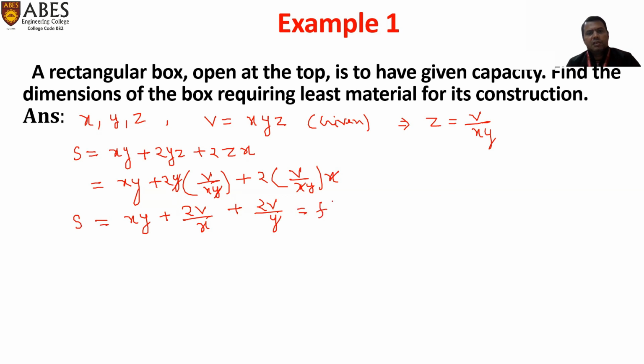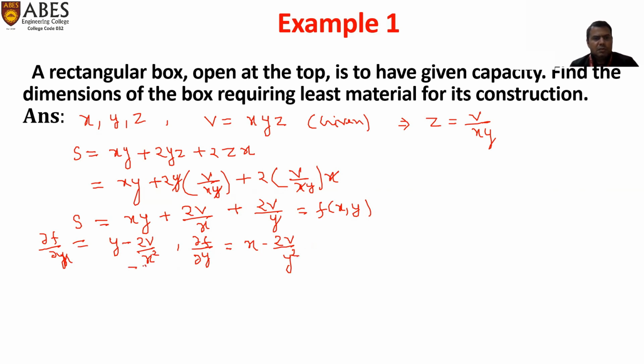Let us take a function f(x,y). Now for the stationary point, we have to find del f over del x. So del f over del x is y minus 2V upon x squared. Now we find del f over del y. It is x minus 2V upon y squared. So this is equation 1 and this is equation number 2.